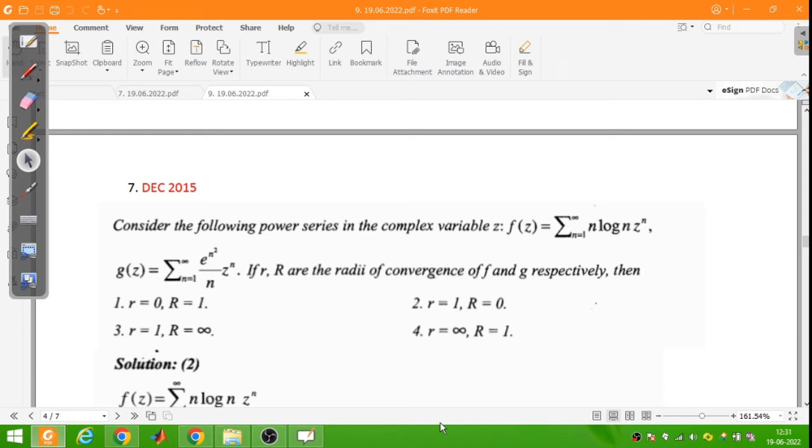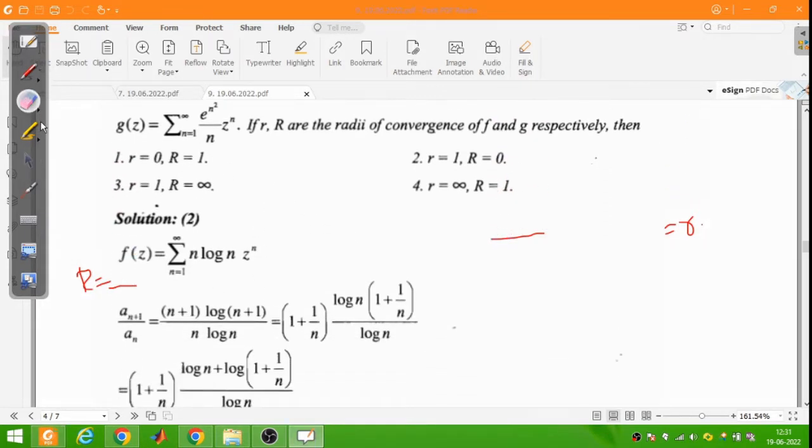Okay, next problem. Two power series are given, F and G. The radius of convergence of F is small r and the radius of convergence of G is capital R. Using the Hadamard formula, you have to find the radius of convergence of both F and G.